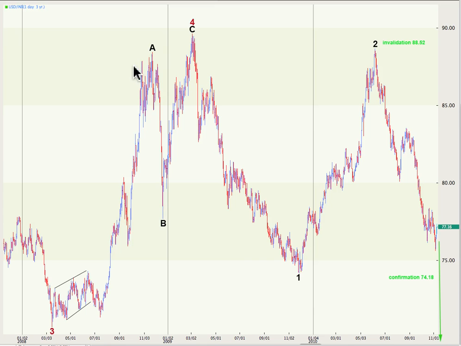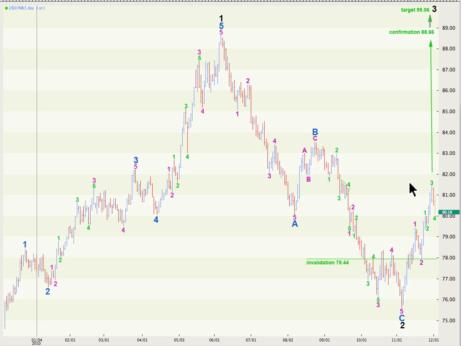So a couple of alternates for you. I expect that for the next little while we're going to see upwards movement for the dollar, and this main wave count, which I prefer, all the subdivisions fit very nicely, will be confirmed when price moves above 88.66. That's all for me with your US dollar analysis.